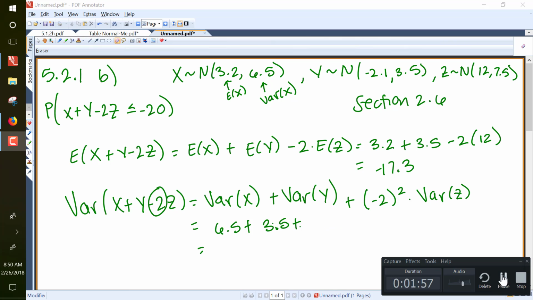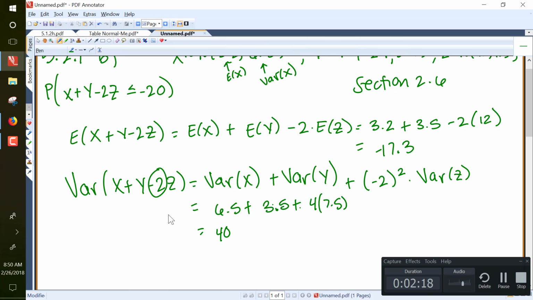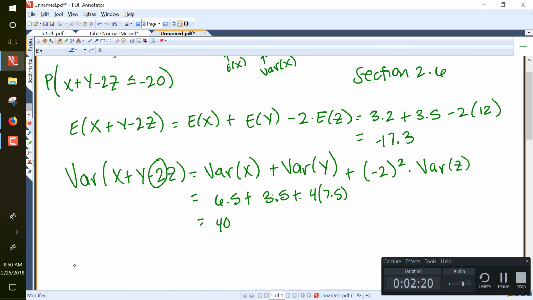So this gives, forgive me, I forgot the 2 squared. So 4 times our 7.5, which gives me 40. If I messed up on the algebra here, just ignore it and get to the correct answer on your own.